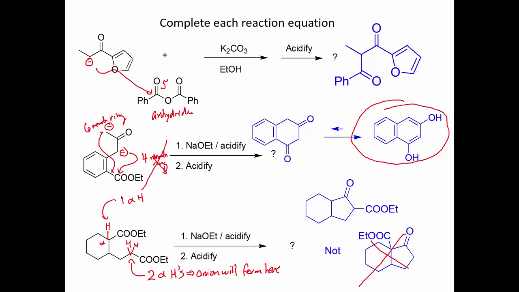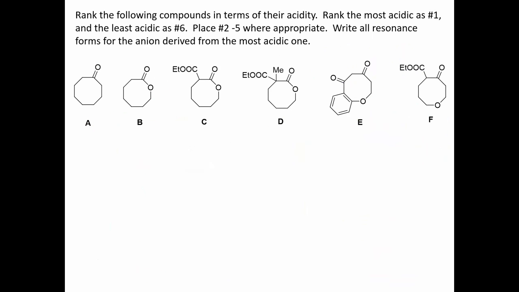Okay, and in the final one, we're just going to do an acidity ranking question. So we're going to rank these compounds in terms of their acidity. The most acidic is number 1, the least acidic is number 6, and place number 2 through 5 where appropriate. And when we finally decide on a favorite, we're going to write all the resonance structures for that carbanion.